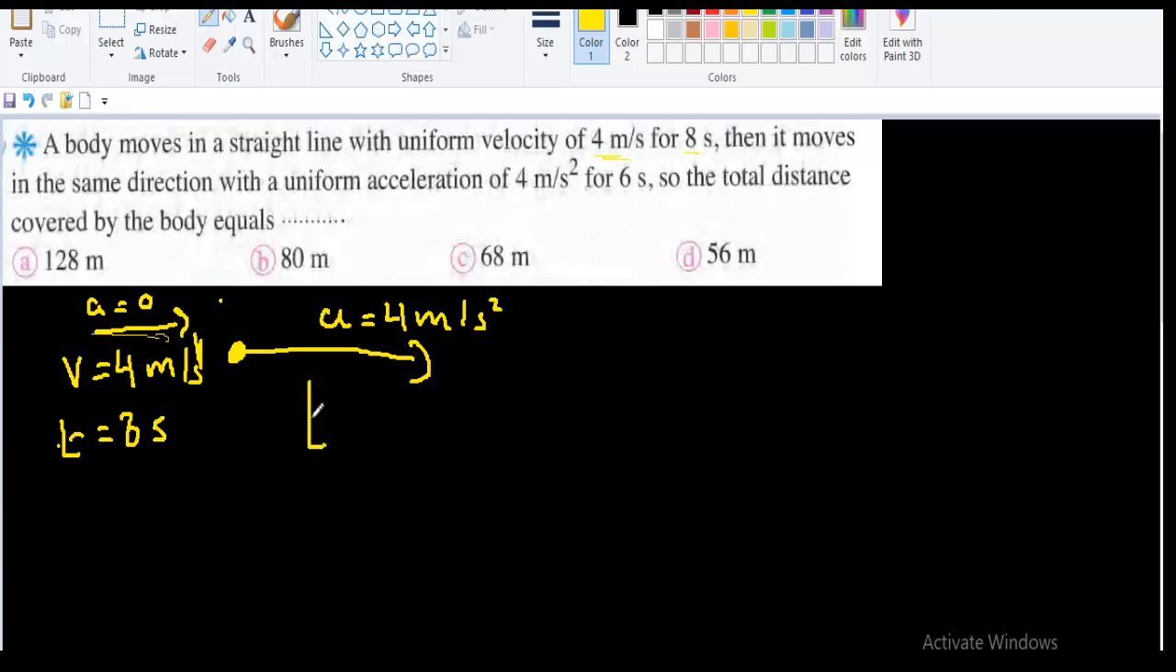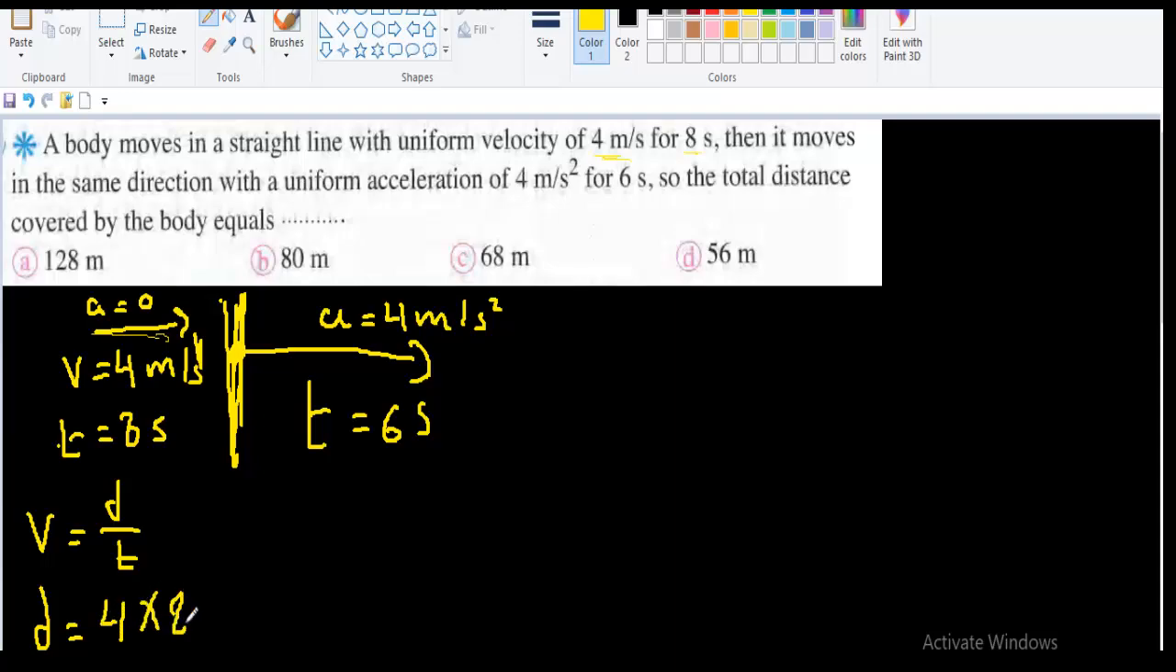And the time in the second period will be 6 seconds. So the total distance covered by the body. Here we have two rules to use. In the first period the acceleration was 0. So to find the displacement we will use this rule: velocity equals displacement over time, so displacement equals v times t. Displacement equals velocity times time, which is 8, equals 32 meters.